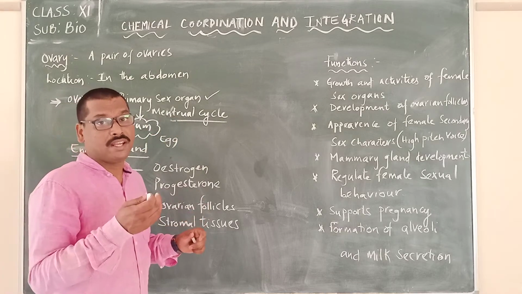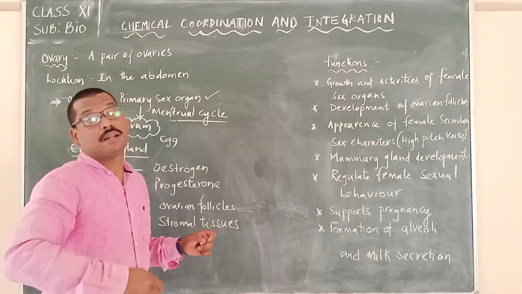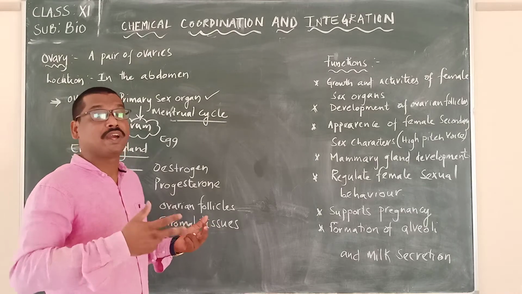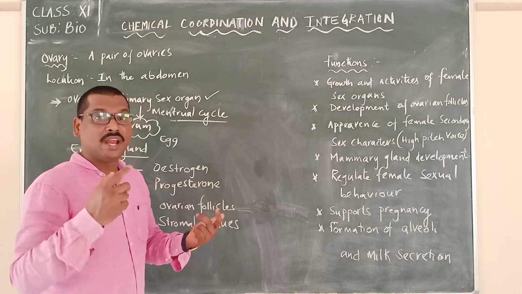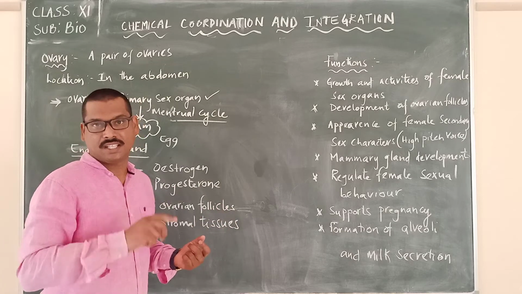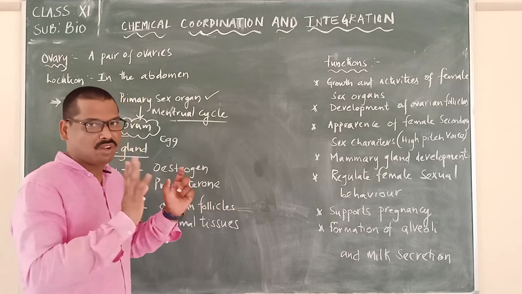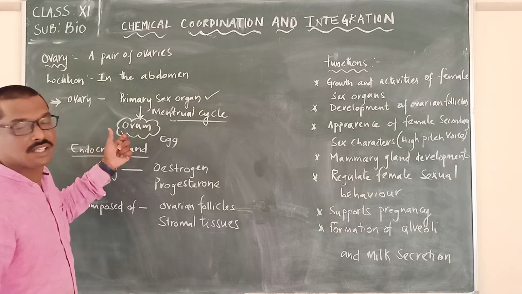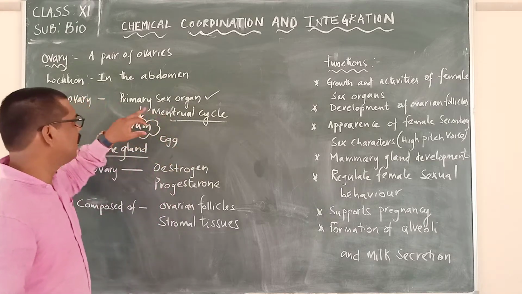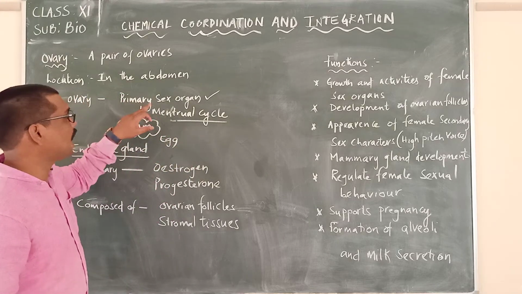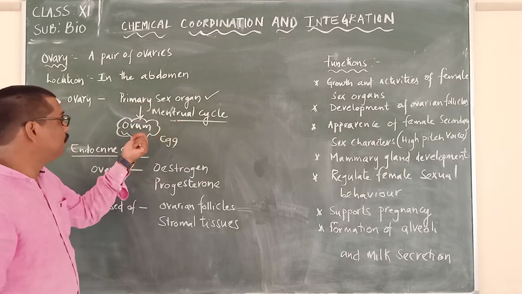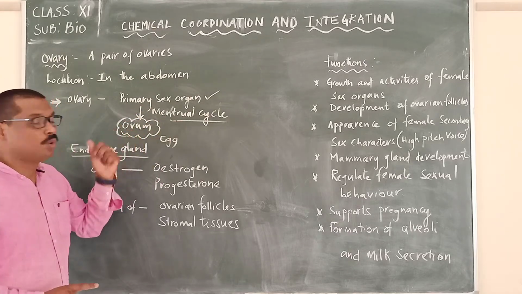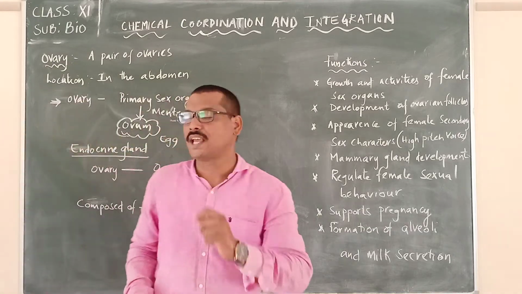But there may be cases where two eggs are produced, which leads to twins. Otherwise, one egg divides into two and leads to the formation of identical twins. We are not going to discuss that in this video. As the primary sex organs, ovaries produce one ovum in each menstrual cycle.